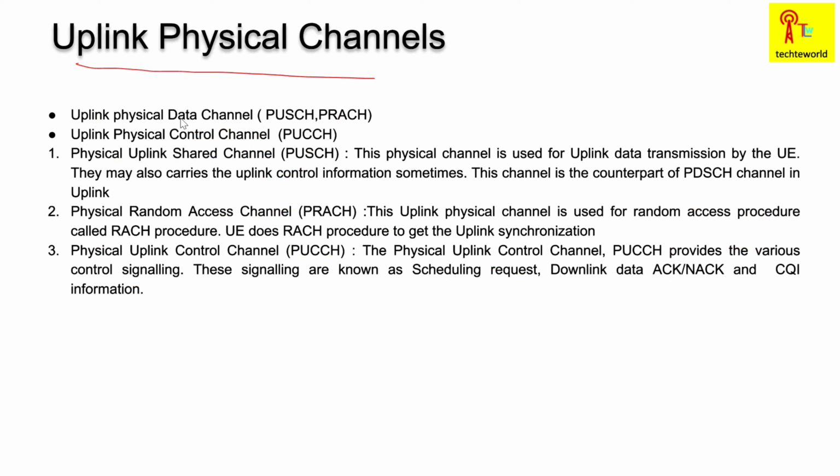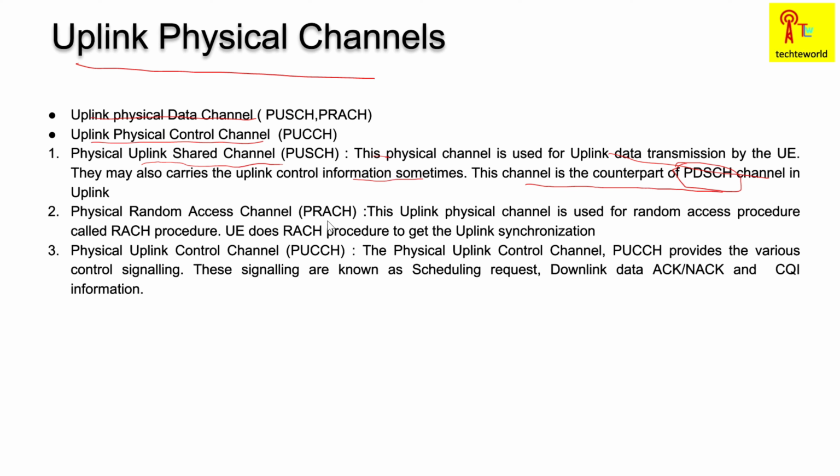And then finally we have the uplink physical channels. The uplink physical channels are also divided into 2 parts, that is the uplink physical data channel and the uplink physical control channel. The physical uplink shared channel, PUSCH, is used for uplink data transmission by the UE. It may also carry uplink control information sometimes. This channel is the counterpart of the PDSCH channel in the downlink. So if in downlink we have the PDSCH, this is its counterpart in uplink. It plays the same role as PDSCH does.